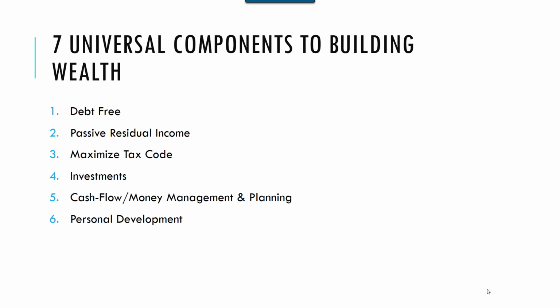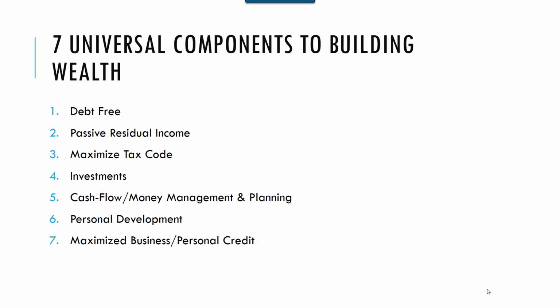The sixth of the 7 universal components is personal development. We're going to talk about personal development very specifically tonight. We have a very special guest lined up who's going to go through some things to help you get your mindset correct as it relates to what wealth really is. And the second part of that personal development as it relates to wealth building is being willing to go out and learn new techniques, new strategies to help you really build a substantial wealth portfolio.